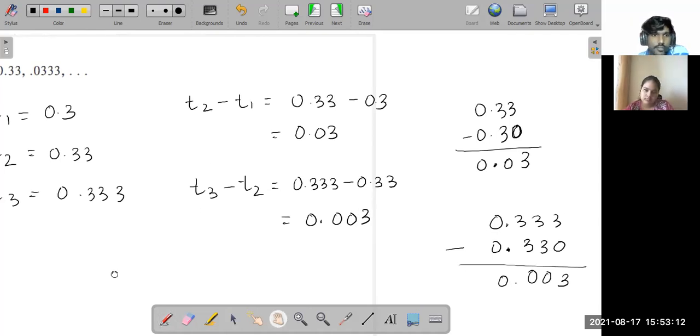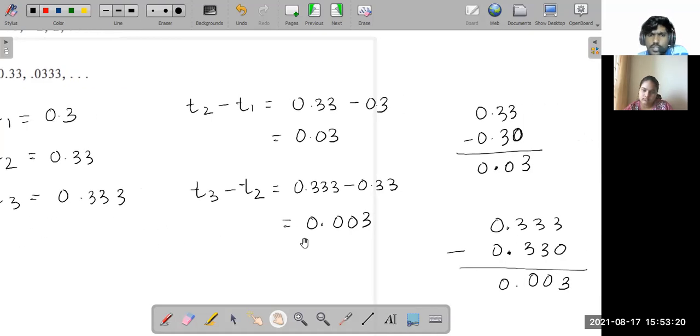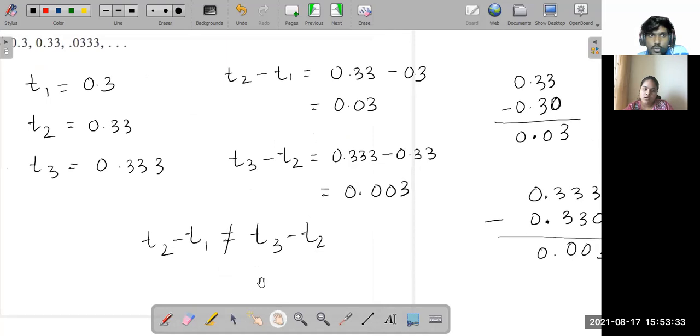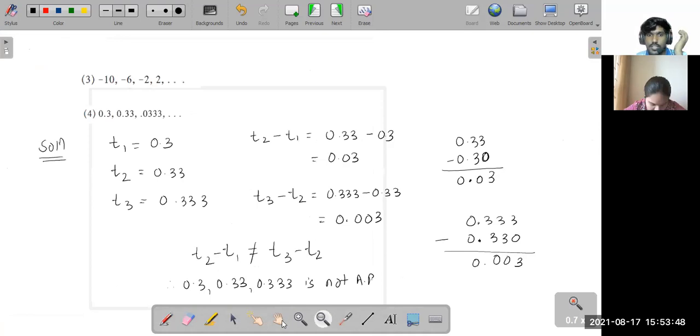Okay, now we don't have T4 here. T4 is not there, so we will not do T4 minus T3. So this is enough. Are these two same? No. So T2 minus T1 is not equal to T3 minus T2. Therefore, 0.3, 0.33, 0.333 is not an AP. Okay, this is not an AP. Is this clear? Yes. Write it down.